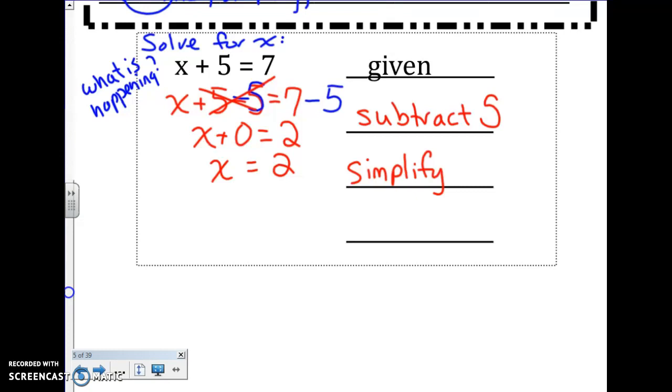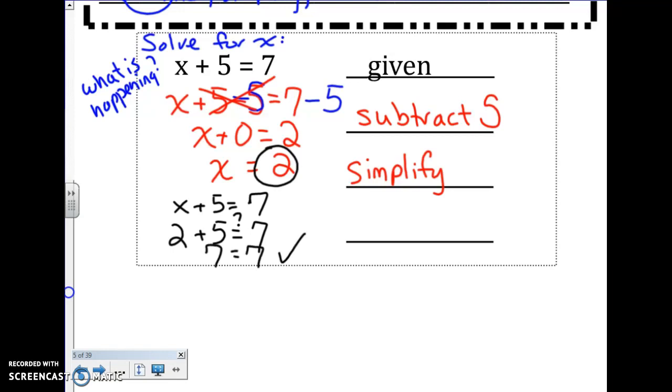Finally, before you move on to the next problem, I want you to check your answer. This is going to help you get A's on every single test. You're going to take that 2 and you're going to replace it in for x. So before my equation was x plus 5 equals 7. Now I'm going to write 2 plus 5 equals 7. And I'm going to ask myself if that's true, just like we did the last page. 2 plus 5 is 7 equals 7. Check. It's a solution. All right, so that's one very basic example.